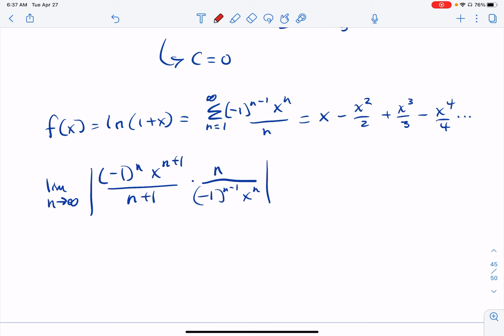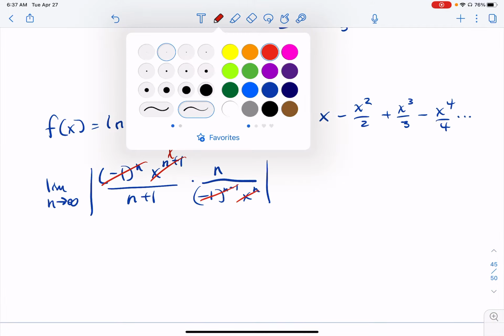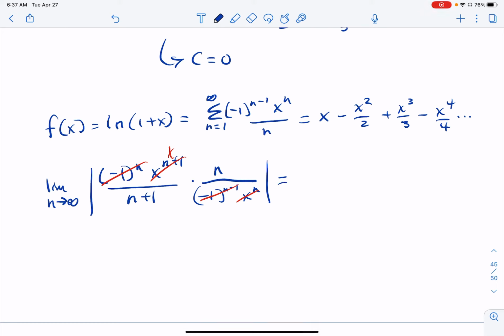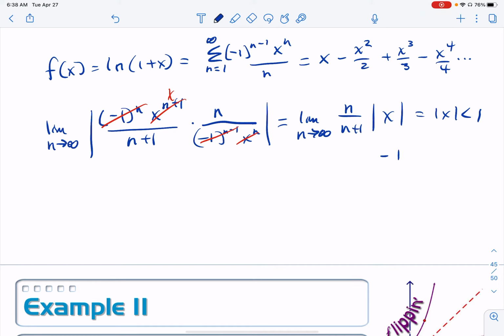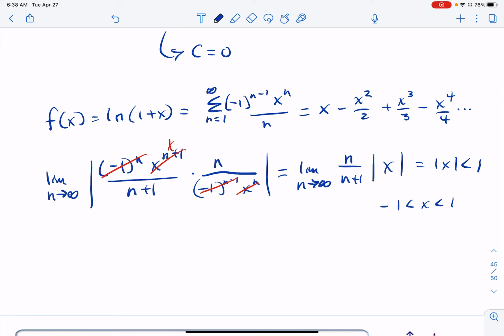And let's cancel stuff. Get rid of these altogether. x to the n plus 1 divided by x to the n is just an x up there, but the n's stick around. So the limit as n goes to infinity of n over n plus 1, absolute value of x. The limit of that is 1, and then we keep our absolute value of x and force it into being less than 1, which means negative 1 is less than x, which is less than positive 1. And we just have to now check our endpoints.